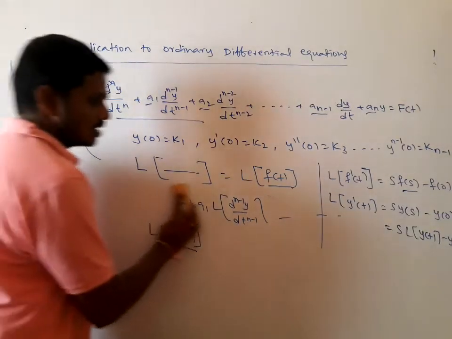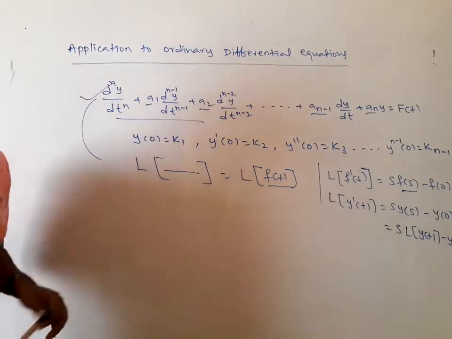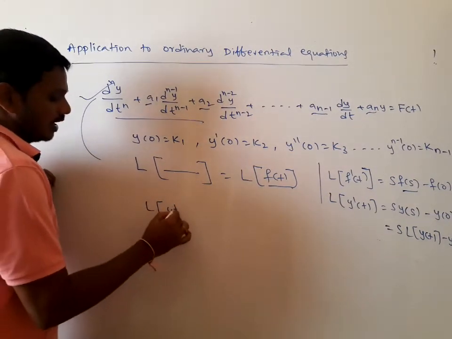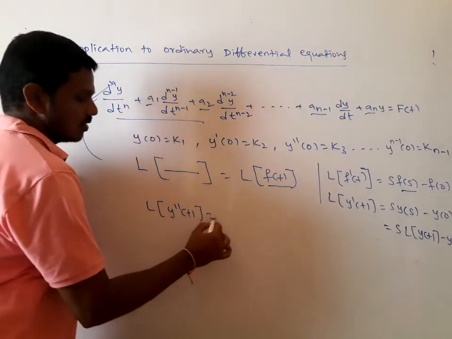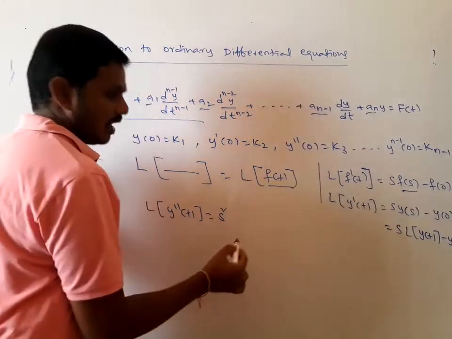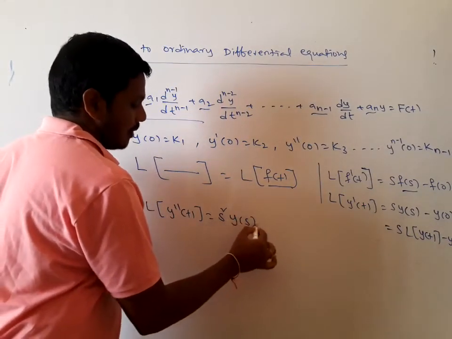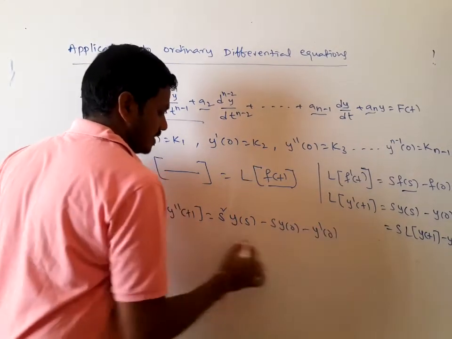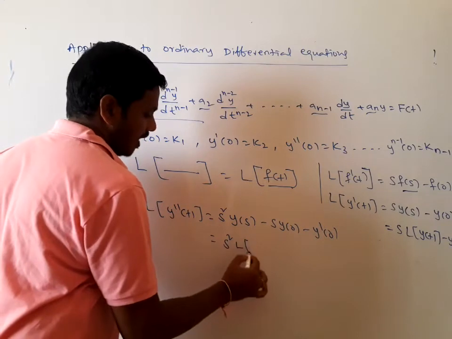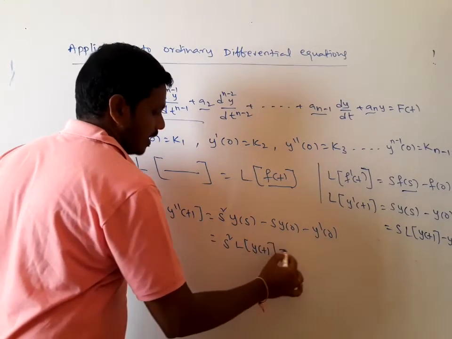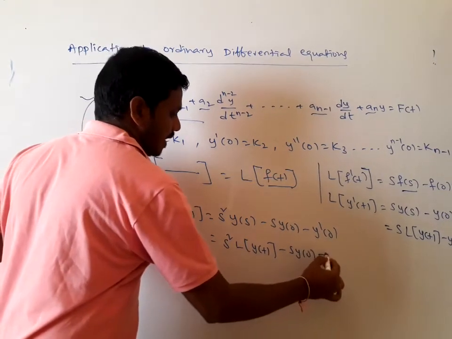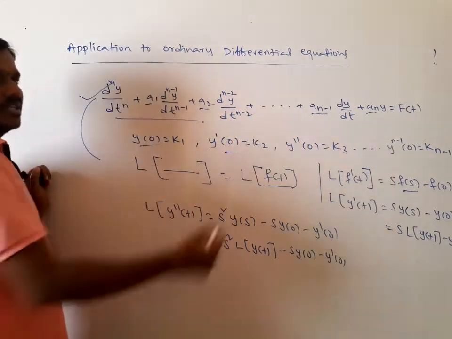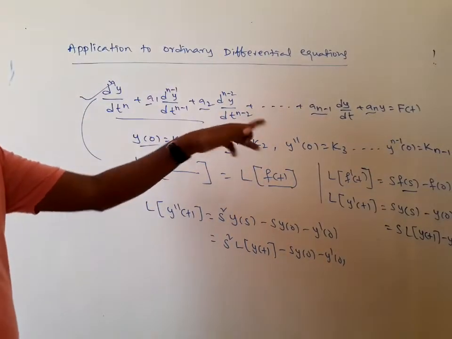I have given the note also there. See, the Laplace transform of y double dash of t is equal to s square y of s minus s y of 0 minus y dash of 0. This can be written as s square into L of y of t minus s into y of 0 minus y dash of 0. It is given in the problem: y of 0, y dash of 0, y double dash of 0, and so on, up to y to the power of n minus 1 of 0.